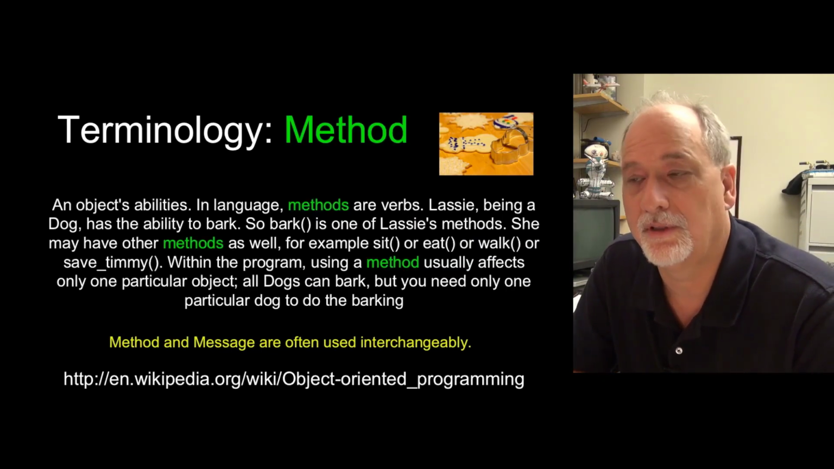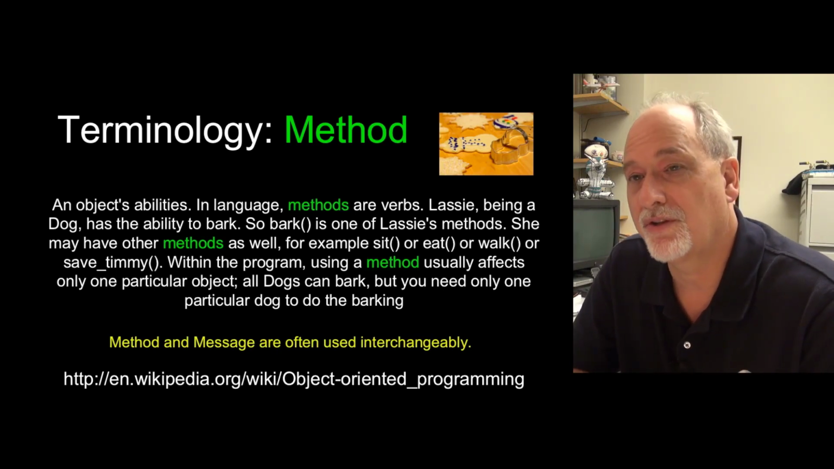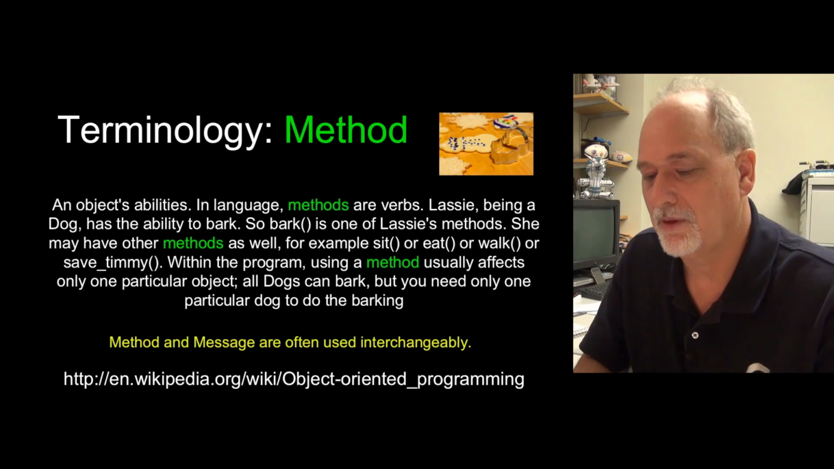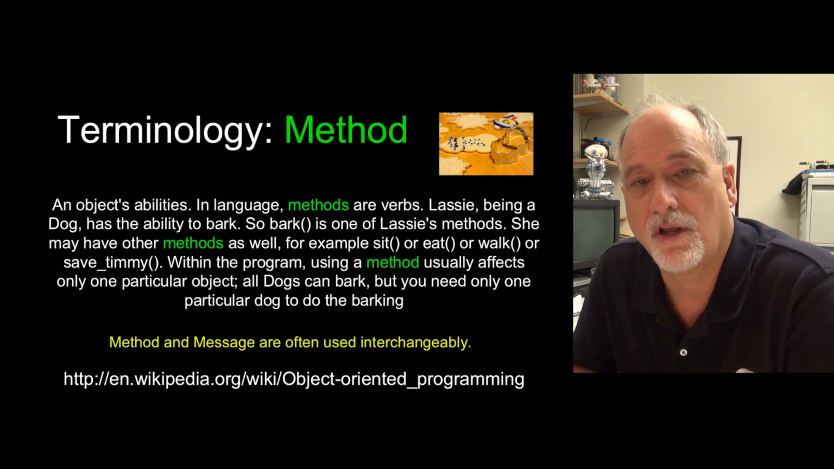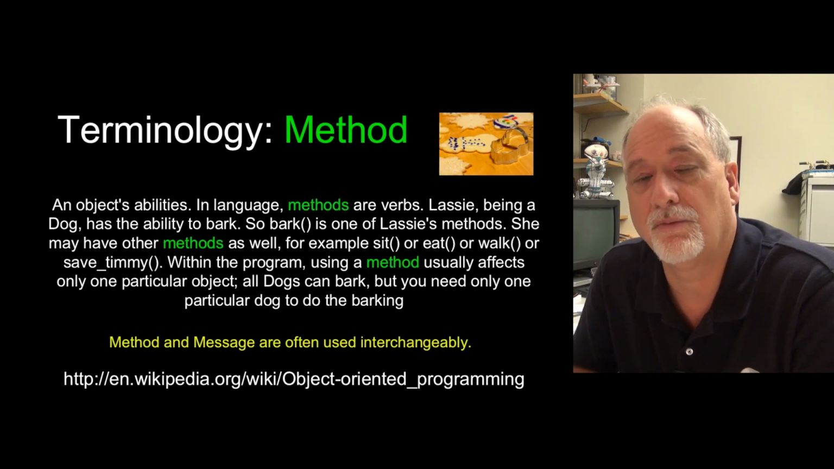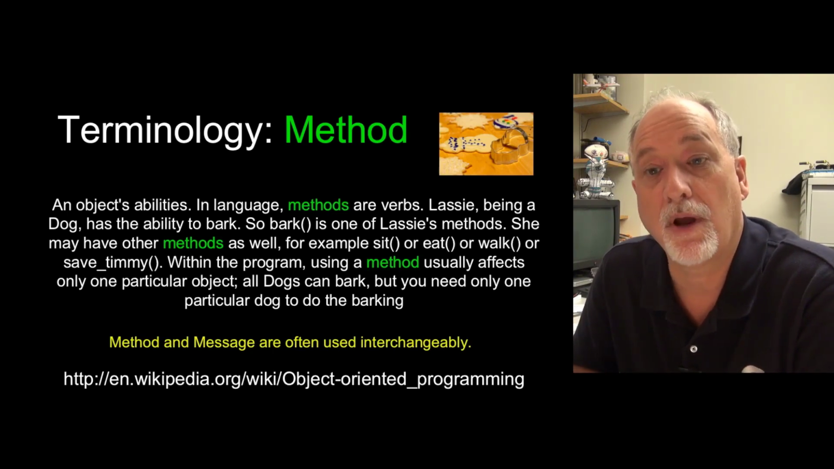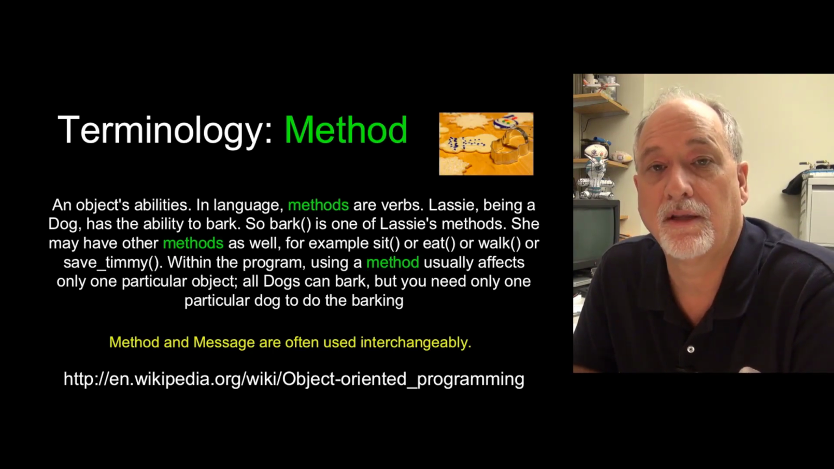A method is a bit of code that lives inside of an object. It's like a function, but it's scoped to within the object or within the class. Okay, so that kind of gets us started on some of the terminology, and we'll come back and take a look at how we write code that's object-oriented.